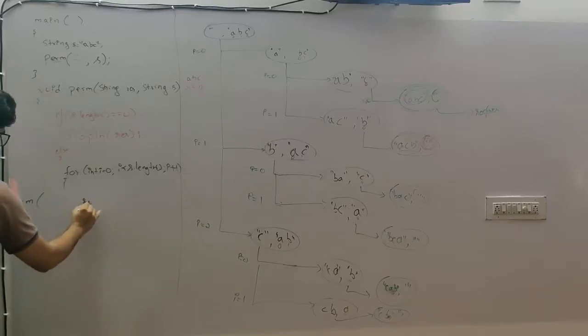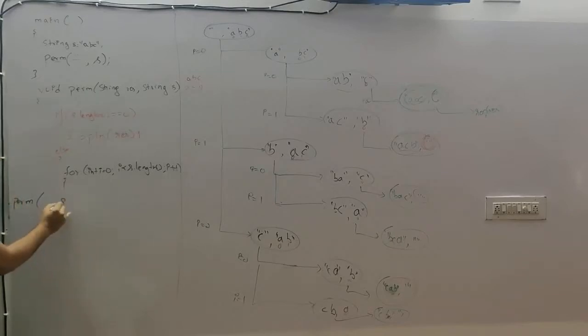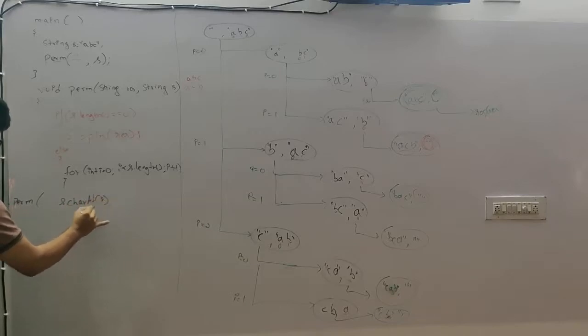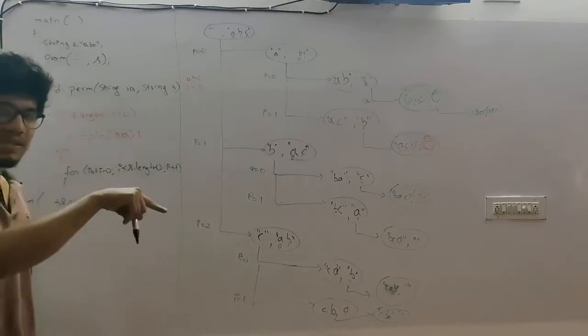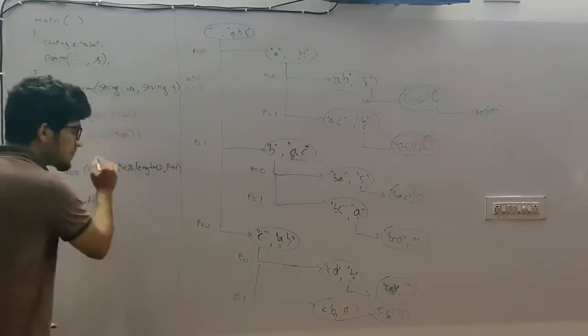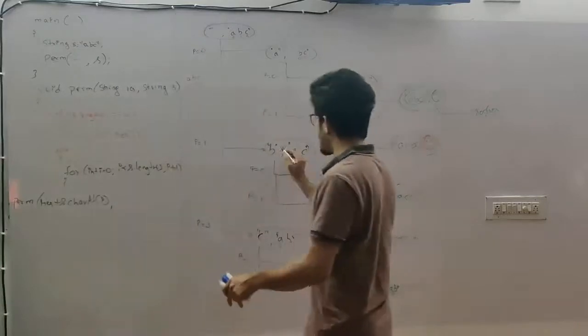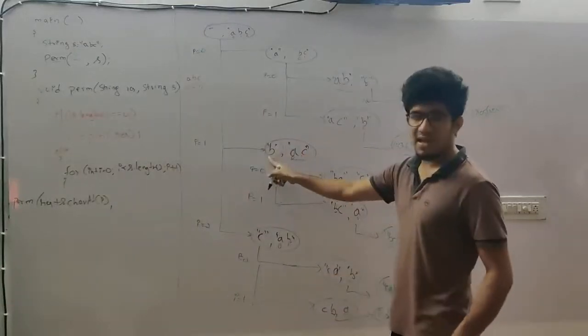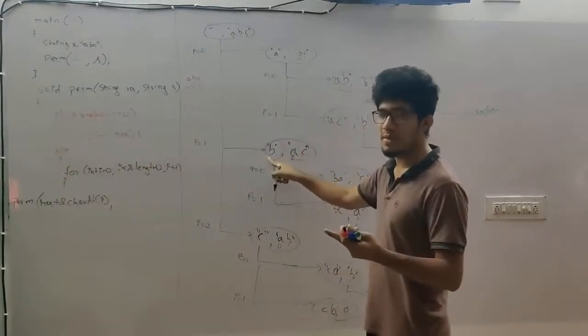I'll write it like this, s.charAt(i). This character must be added to the previous result, whatever this method has got, the result. So result plus the character which I am selecting now. That is the first parameter. As you can see, I am selecting one character from the given string as the first parameter.